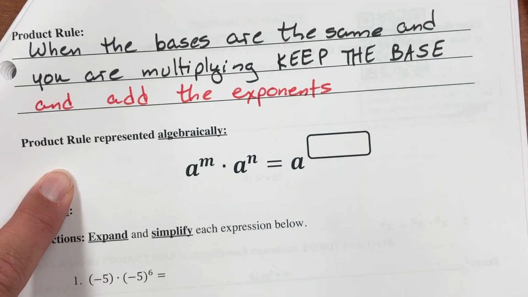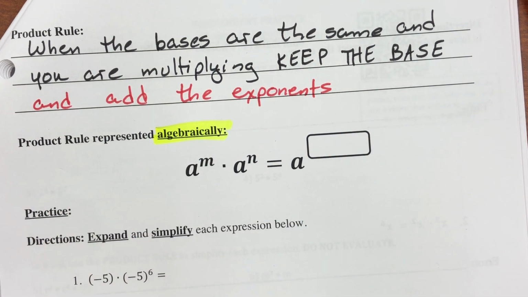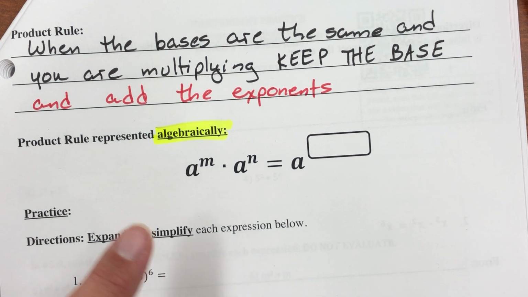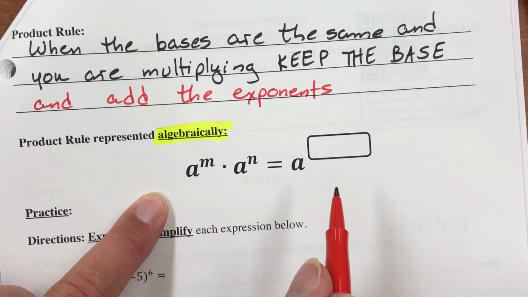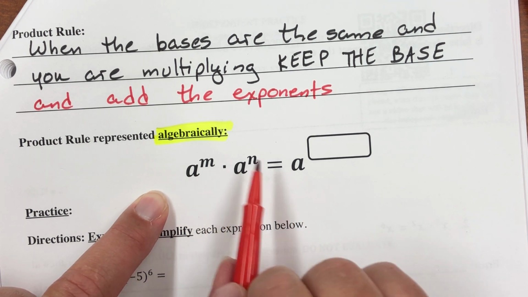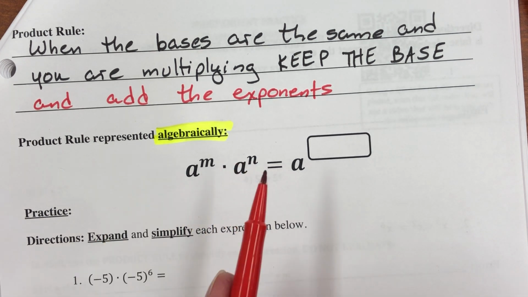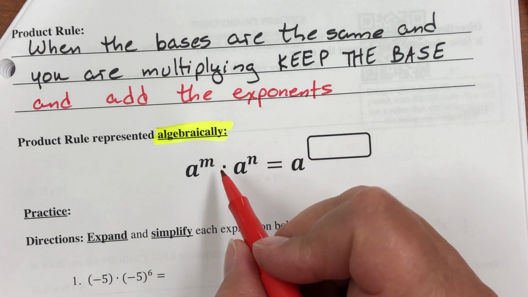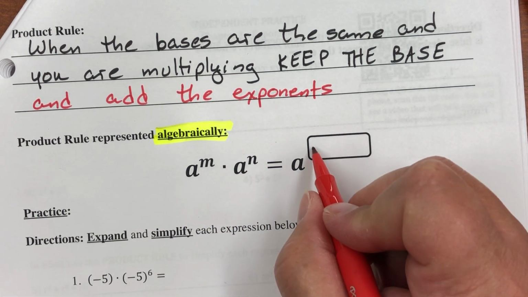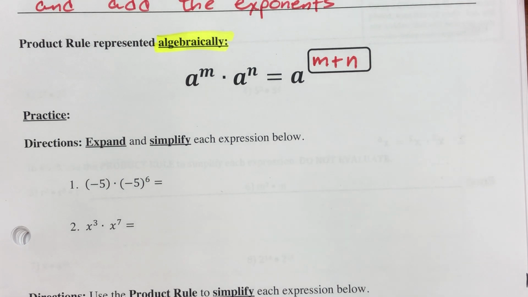Product rule represented algebraically. Remember this word, it's going to show up a lot. Algebraically means that you are using the rules of algebra and variables and numbers. So be careful. Algebraically means you have variables, like here I have my base a, and m and n are the exponents. So it's a to the m power and a to the n power. So I'm multiplying those two exponential expressions. So I'm going to keep the base a and add m plus n. No numbers, but I'm still using the product rule.